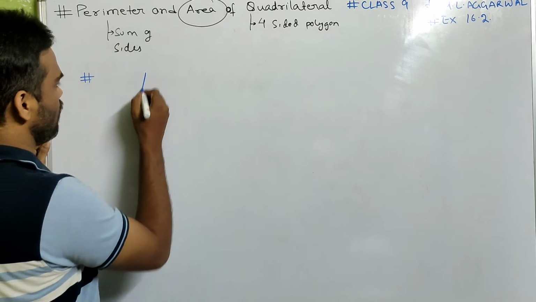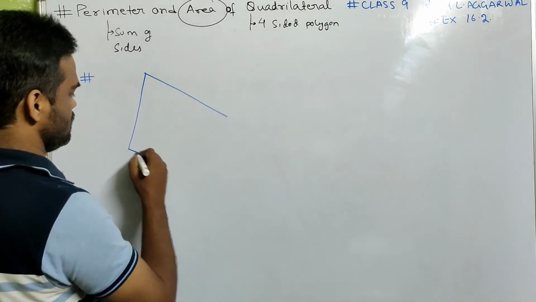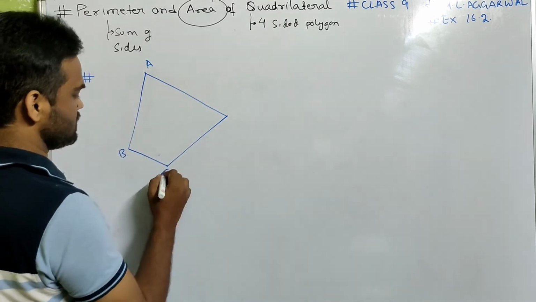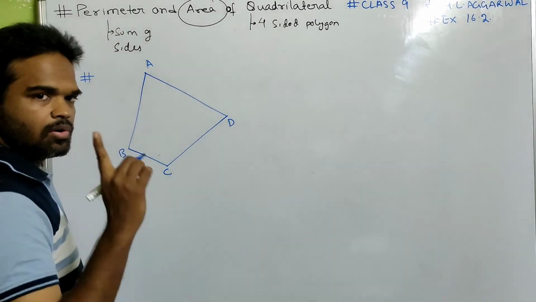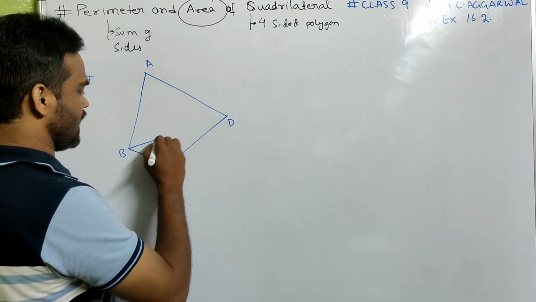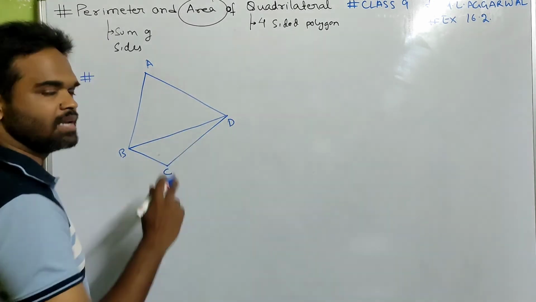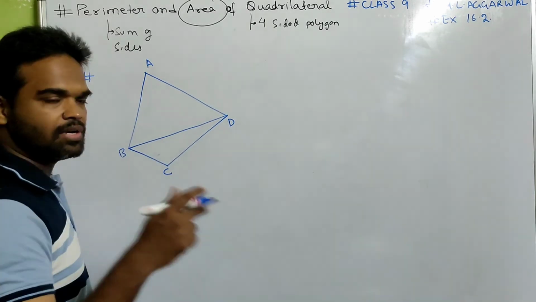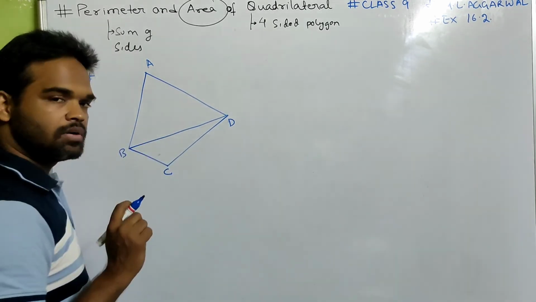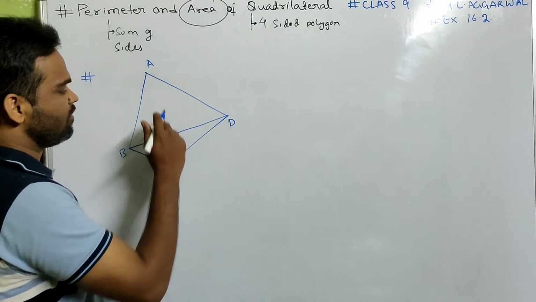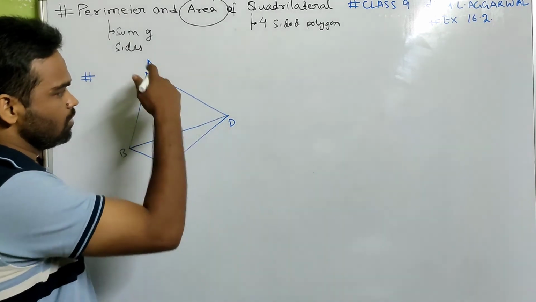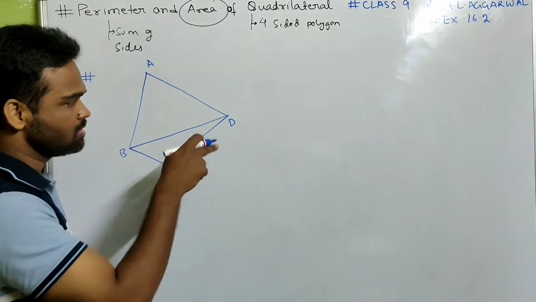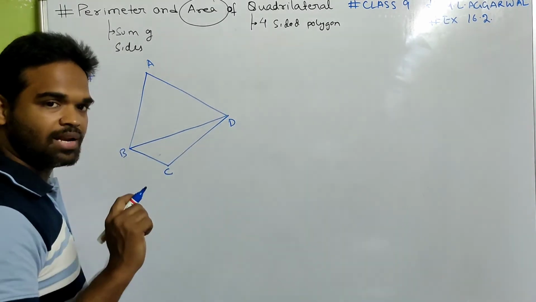Suppose this is my quadrilateral ABCD. Now look carefully, if you draw one of the diagonals, BD, then you have divided the entire quadrilateral into two triangles, and the area of the two triangles will give you the area of the quadrilateral. If you add the areas of the two triangles, we'll get the area of the quadrilateral.